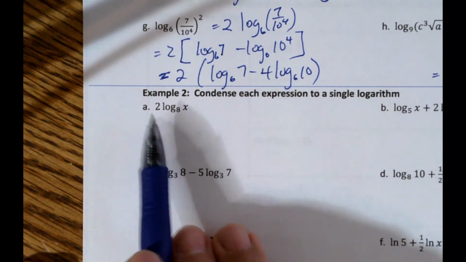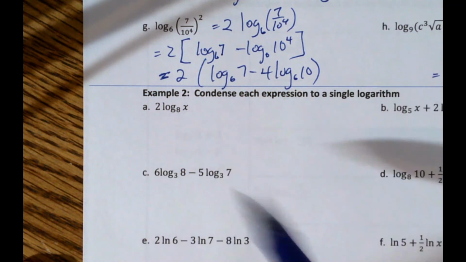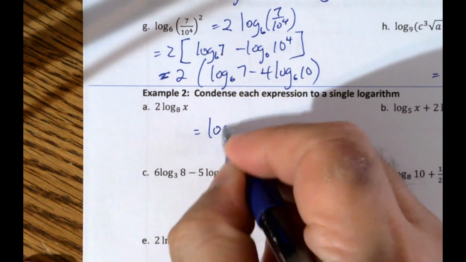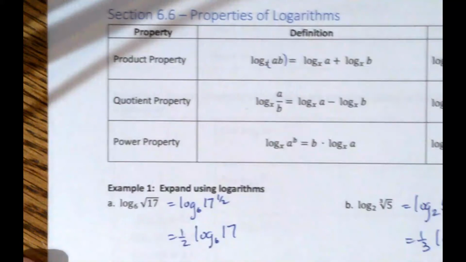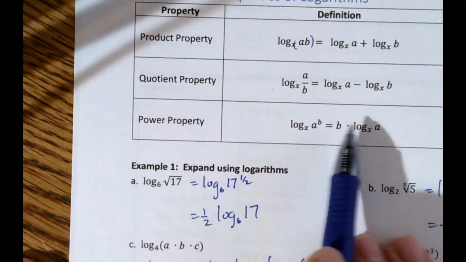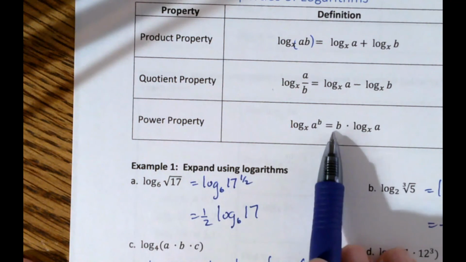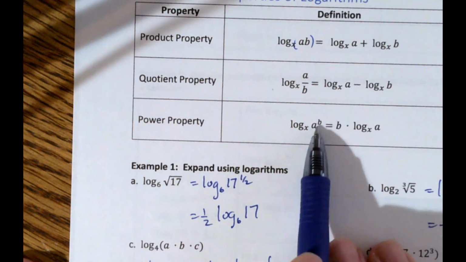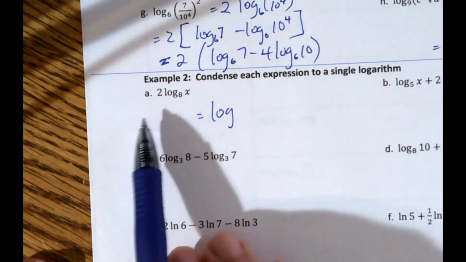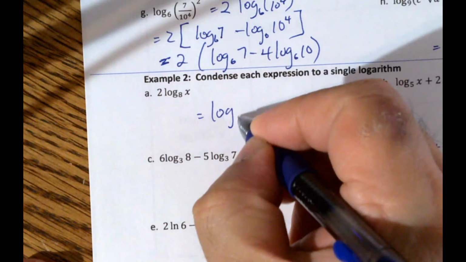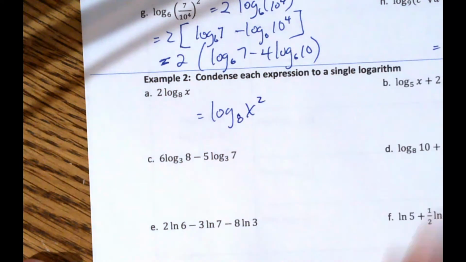So here you just have a 2 sticking out. So you're going to put this 2 back in, and we're going to use that property, remember we had the power rule, power property, right? So this time we have the right-hand side of this equation. We're going to take that coefficient and make it an exponent. So we have a coefficient of 2, and we're going to make it an exponent. So it's log base 8 of x to the 2nd power.